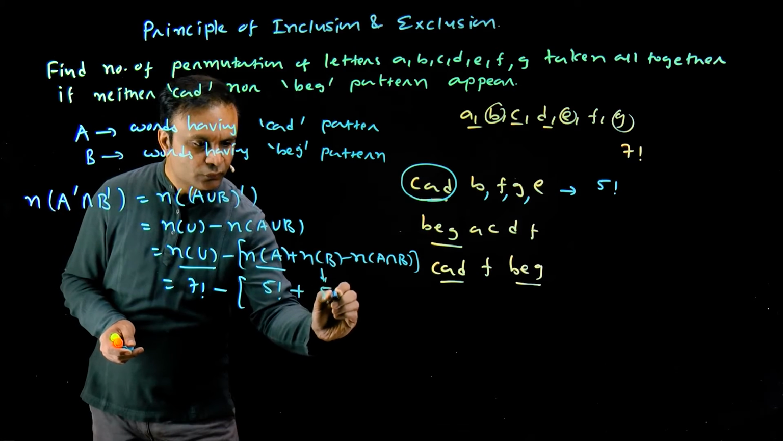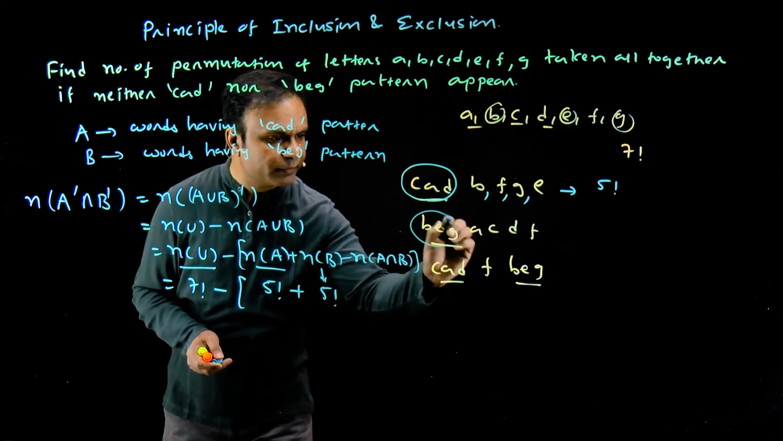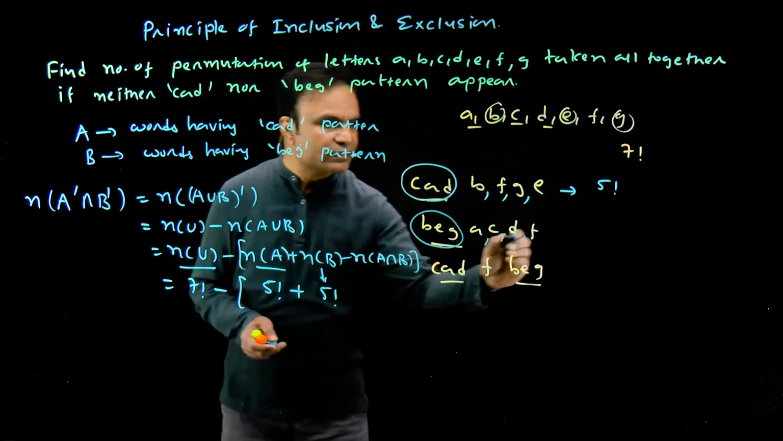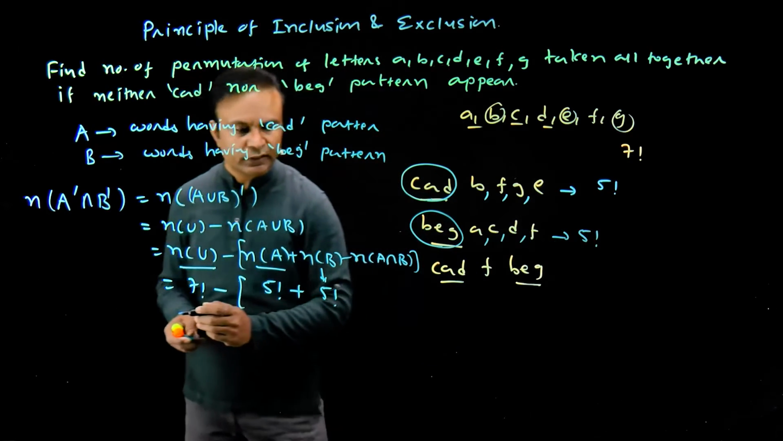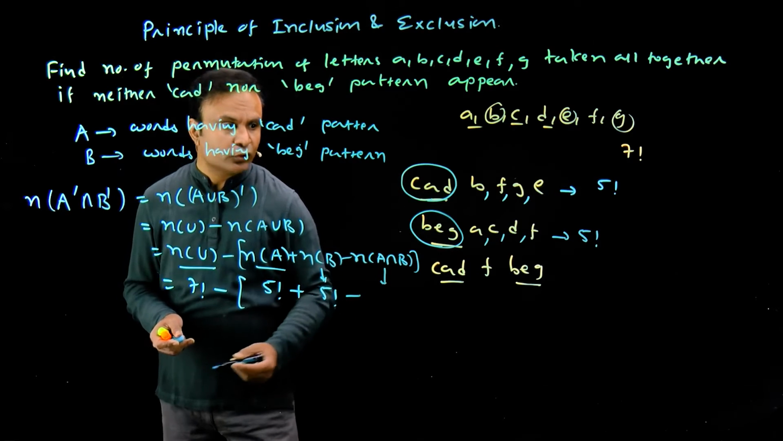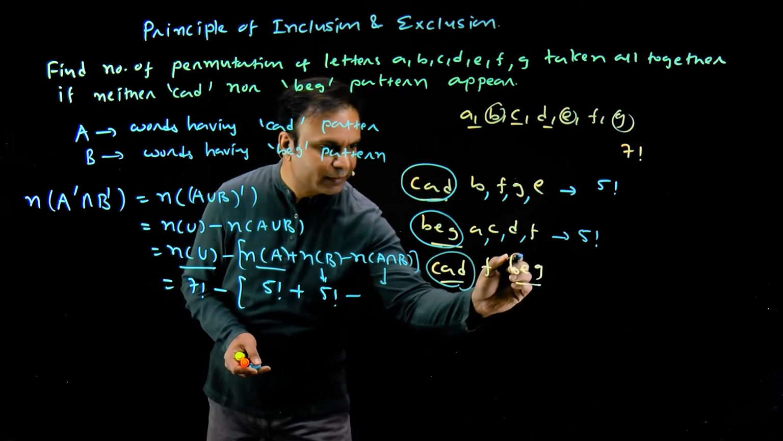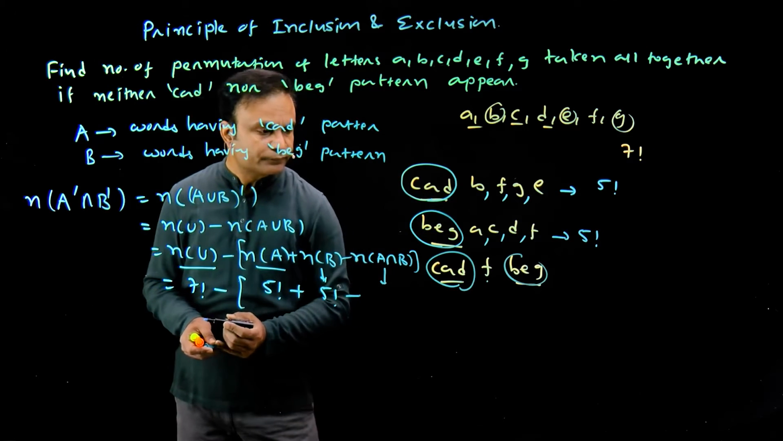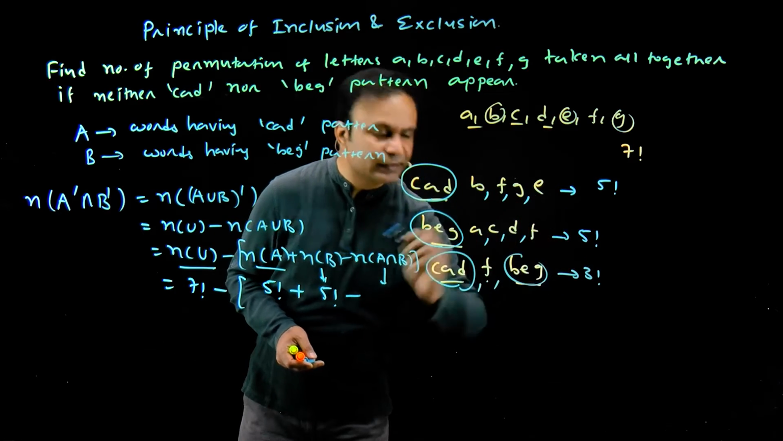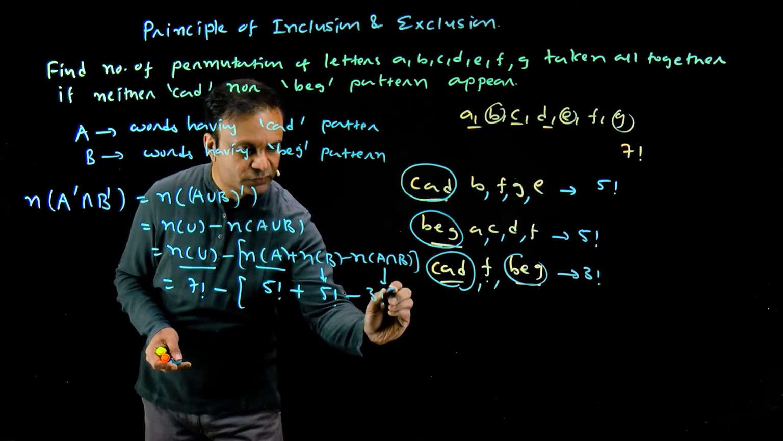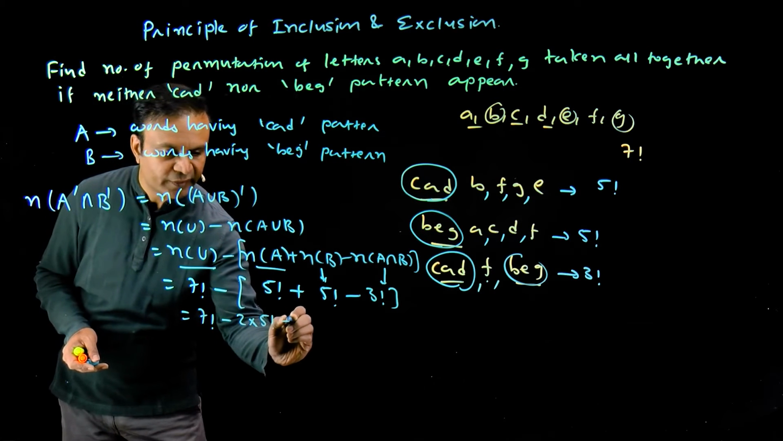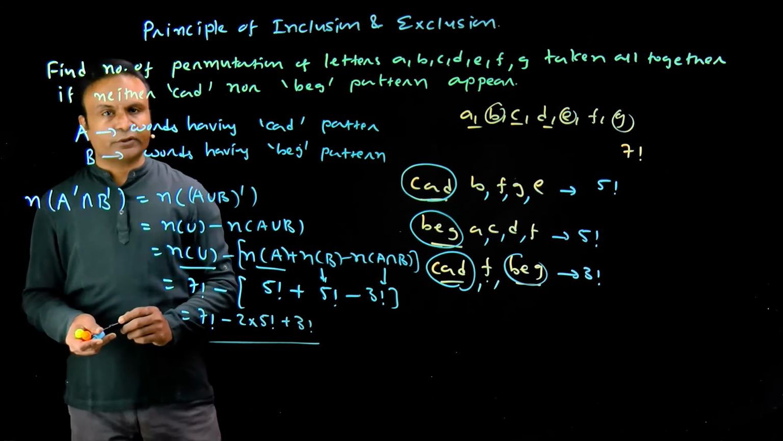Similarly, this is also 5 factorial because if a bag pattern appears, then this word bag and these 4 letters, total 5 objects, can be permuted in 5 factorial ways. Minus this one, words in which cat and bag both occur. So we have now here cat and bag and this letter F. Now we have here 3 objects. These 3 objects can be arranged in how many ways? In 3 factorial ways. So this is minus 3 factorial. So this is equal to 7 factorial minus 2 times 5 factorial plus 3 factorial.